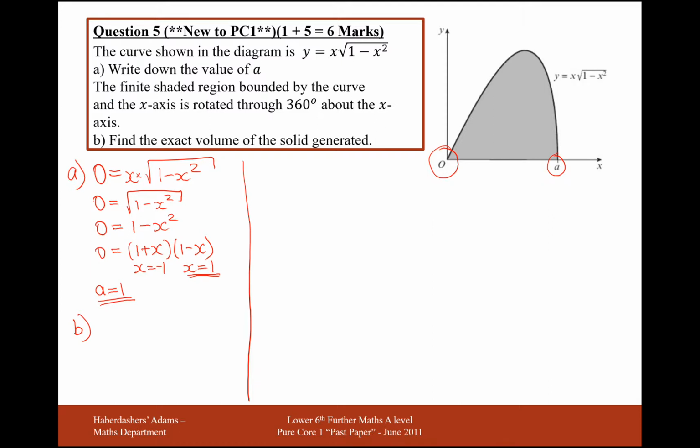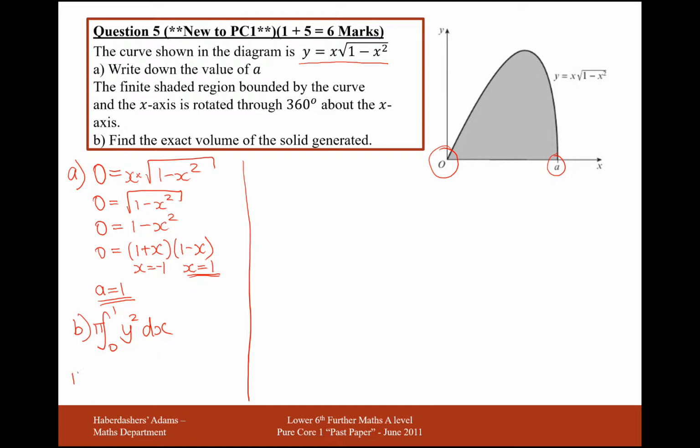The finite shaded region bounded by the curve and the x-axis is rotated through 360 degrees about the x-axis. Find the exact volume of the solid generated. So pull out our formula for volumes of solids generated, and we get pi times the integral between our boundaries of y squared dx. Now when we're referring to y here, we're referring to y as in the equation y equals x times the square root of 1 minus x squared.